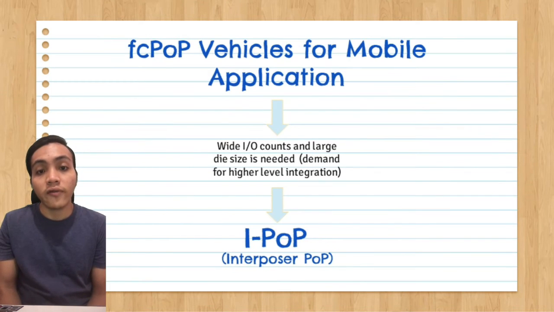So just now we have discussed the standard FC PoP overall, but now we want to move to the variant of FC PoP that is very important to mobile phone applications. The variant of FC PoP that I have studied is iPoP, also known as interposer PoP. The interposer PoP, or iPoP, builds a strong package solution if wide I/O count and large die size are needed in a package, which means demand for higher level integration.